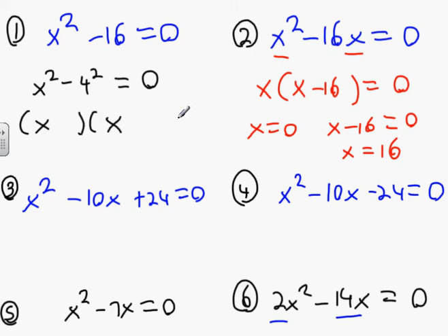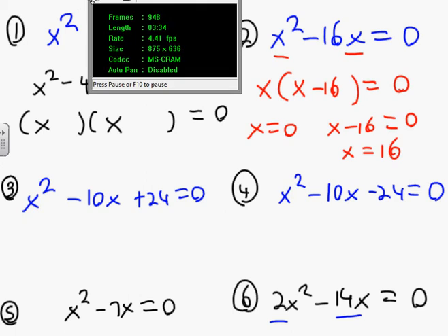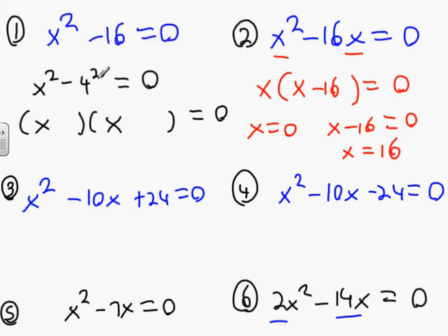You open up your 2 brackets. So it's x squared minus 4 squared. So x and minus 4 in the first bracket, and x plus 4 in the other. X plus 4 equals 0. X equals minus 4. X minus 4 equals 0. X equals plus 4. Okay.